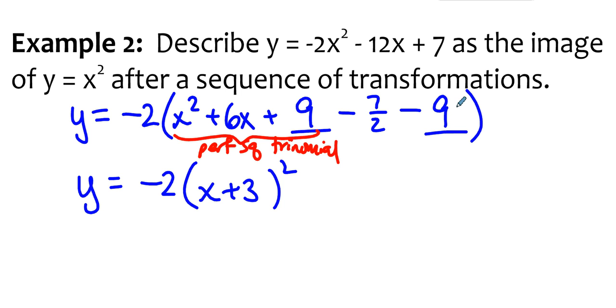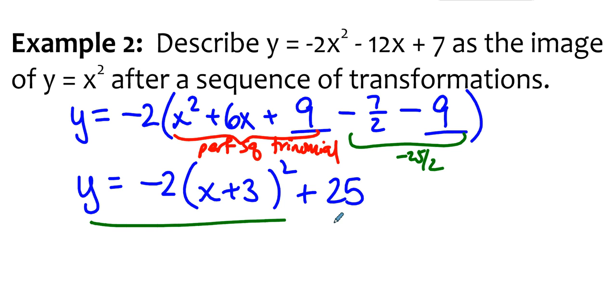So then what happens? Well, this part's easy. This is the x plus 3 squared. This part's a little more difficult. That's negative 7/2 minus 18/2. That's negative 25/2. This part is negative 25/2, but it is being multiplied by negative 2 on the distribution that's happening here, and negative 2 times negative 25/2 is positive 25. This is the parabola in complete square form.